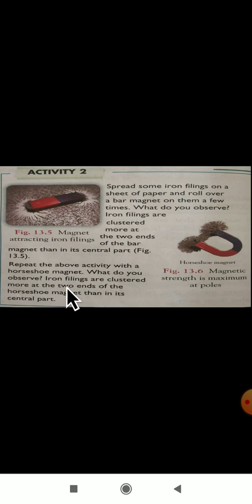What do you observe? Iron filings are clustered more at the two ends of the horseshoe magnet than in its central part. Are they attracted in the central part? No, almost all the iron filings are attracted at these two ends. So, magnetic strength is maximum at the poles. Where will the magnetic strength be maximum? Magnetic strength is maximum at the poles. This is what we conclude from this activity.